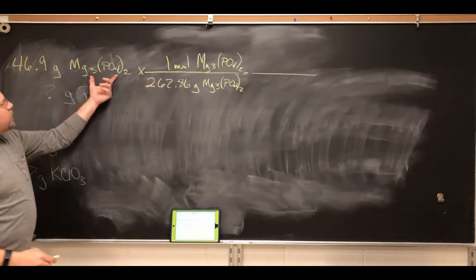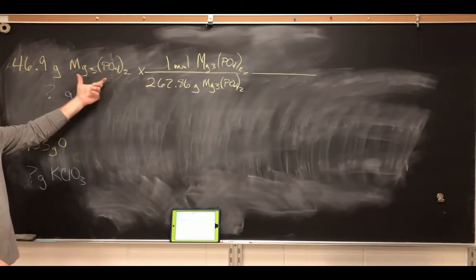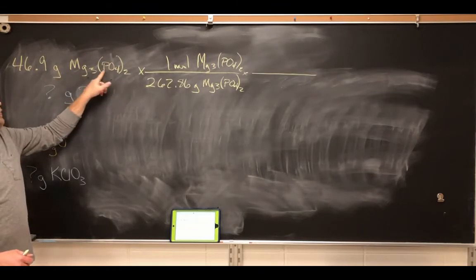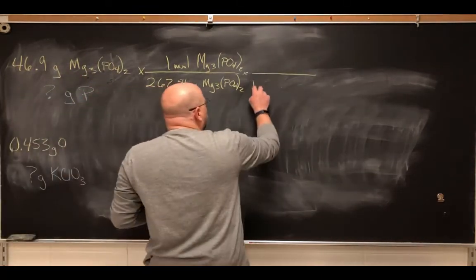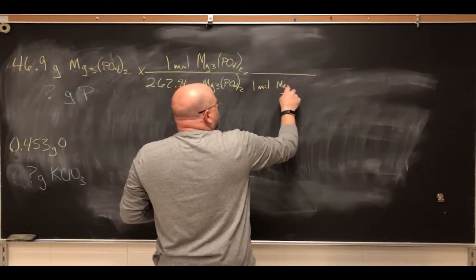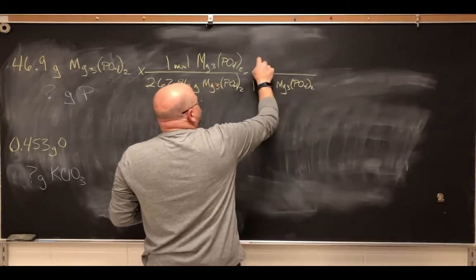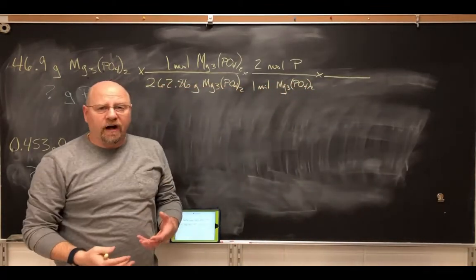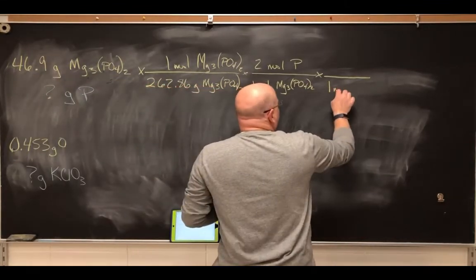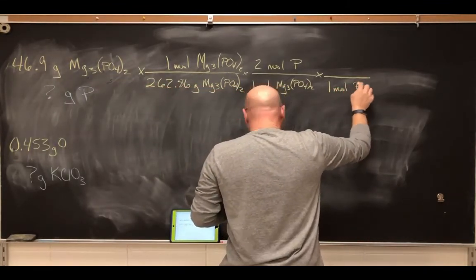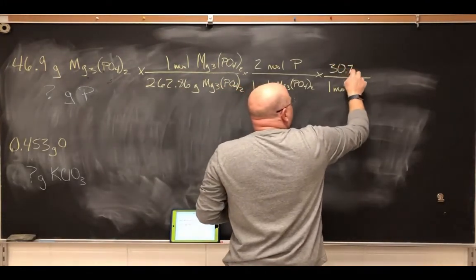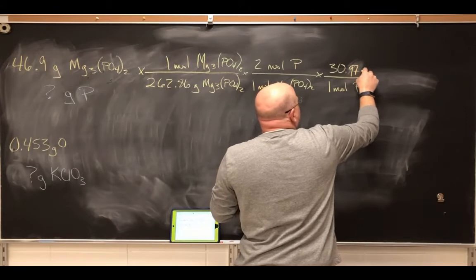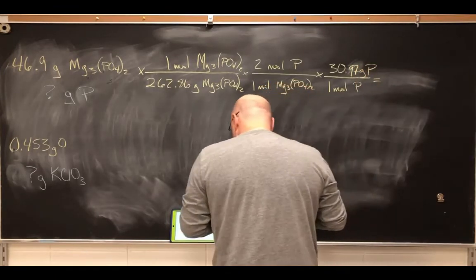Now, in that compound formula, we can use the ratios of the subscripts for ratios of moles. So if we have one mole of this compound, we would have 2 moles of phosphorus atoms. So we say 1 mole of the compound and 2 moles of phosphorus. And our last step now would be to convert that moles of phosphorus to grams of phosphorus. If we look at the periodic table, 1 mole of phosphorus is going to have a mass of 30.97 grams of phosphorus.